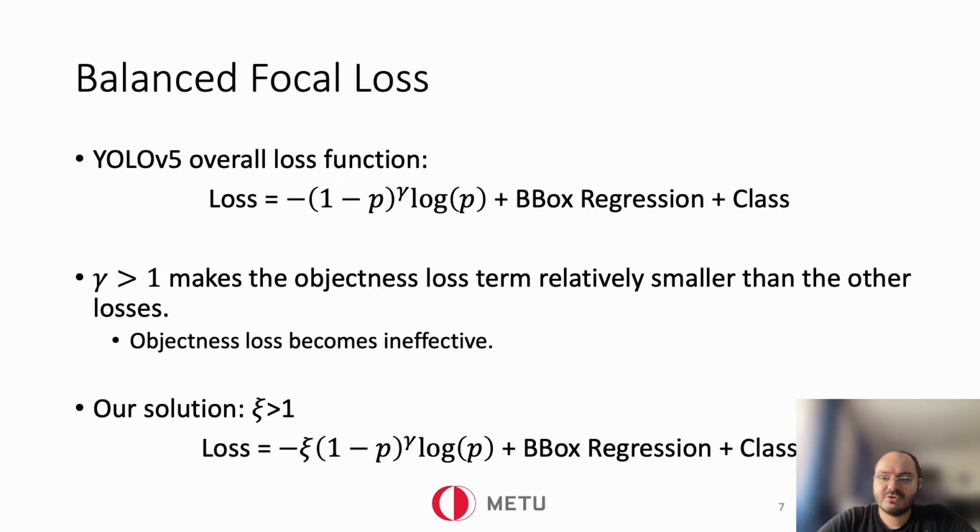The 1 minus p term is always between 0 and 1. When a gamma parameter bigger than 1 is selected, the loss value becomes exponentially smaller and it makes the objectness loss term relatively smaller than the bounding box and class losses. Since the same learning rate is used for all losses, objectness loss becomes ineffective. Our solution is a correction term, or in our definition, a balancing term. We try to multiply the loss function with some number bigger than 1 to make the objectness loss term comparable with the other losses.